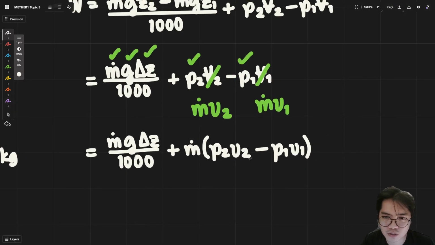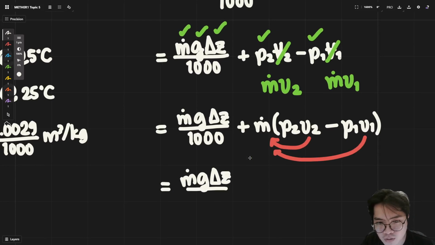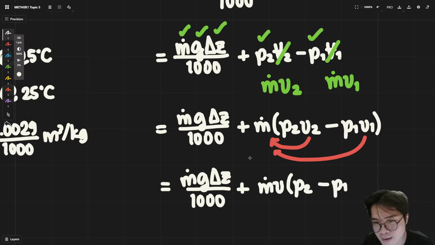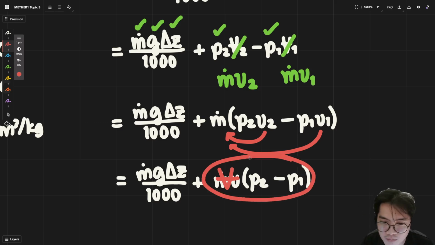And so actually what you can do is you can also factor out the V. Okay, very interesting. And mg delta Z all over 1000. And then now you're going to have m dot V times P2 minus P1. Does this ring a bell anywhere? Right? Does this ring a bell anywhere? It should. Right? Notice that m dot V, you can actually put that back into V slash. Is this now a little bit more familiar?